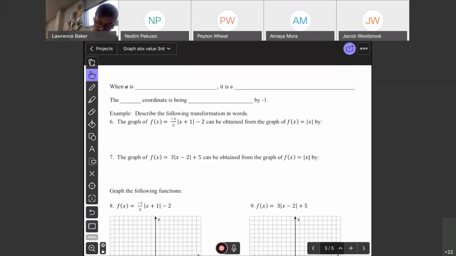So something else that we can do to a is that it can be negative. So when a is negative, that's a reflection over the x-axis.